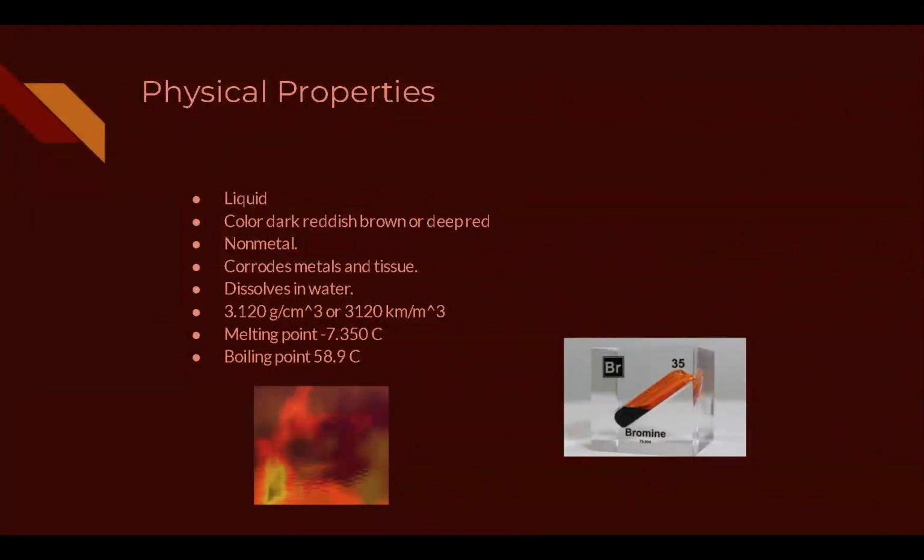Due to the physical properties of bromine, that means that it is a non-metal and it's also a liquid at room temperature. It also has a dark reddish brown or deep red color in its natural state, and it can corrode metals and tissue, and it can dissolve in water. And one fact I neglected to mention in this presentation is that it's very toxic to inhale to humans. It has a density of 3.120 grams per centimeters cubed, or 3,120 kilometers per meters cubed. It has a melting point of negative 7.350 Celsius and a boiling point of 58.9 Celsius.